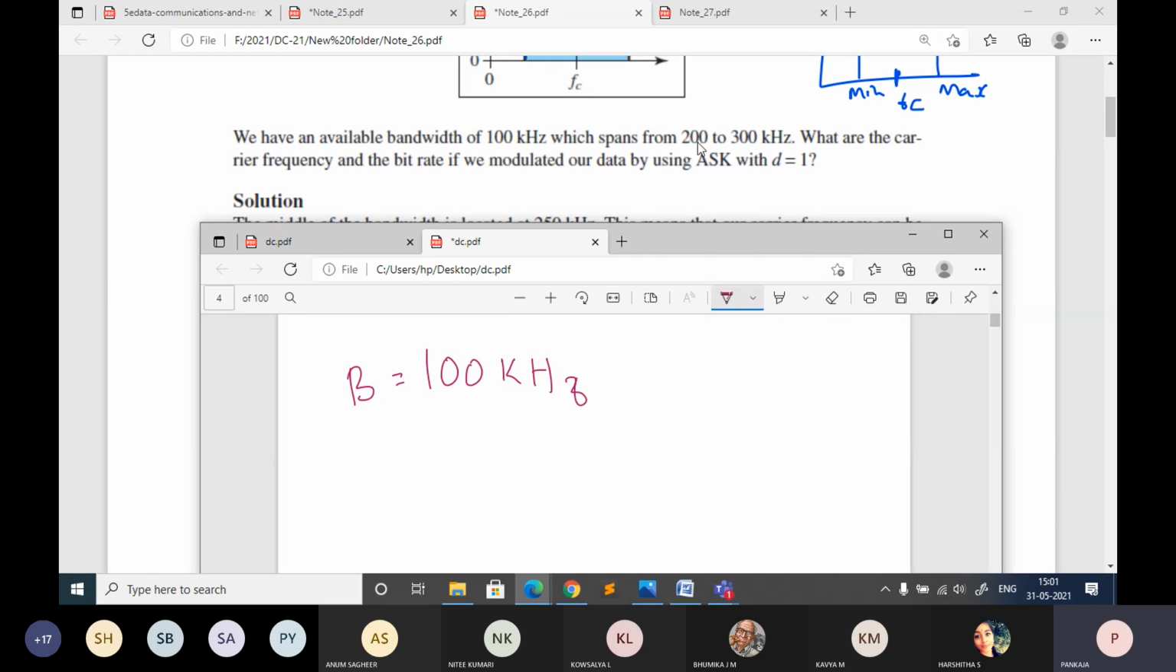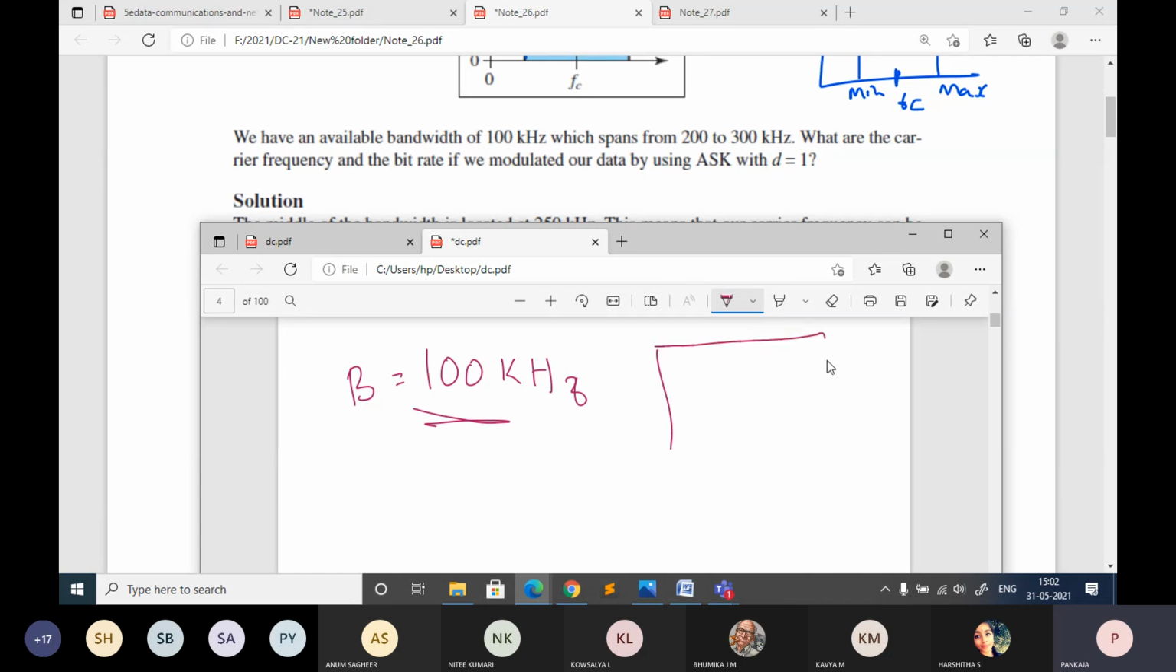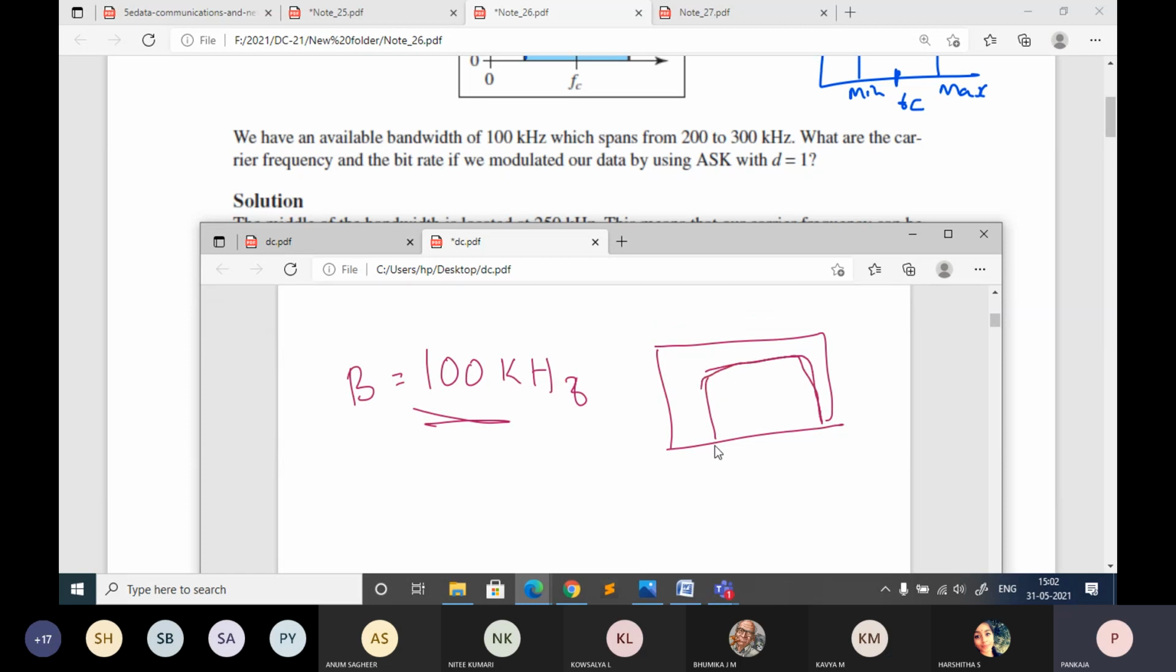So the frequency spans from 200 to 300 kilohertz. If this is the bandwidth, they have given the frequency starting from 200 to 300. Now, what is the midpoint here? It is 100. Okay, so the midpoint of this bandwidth is 100.